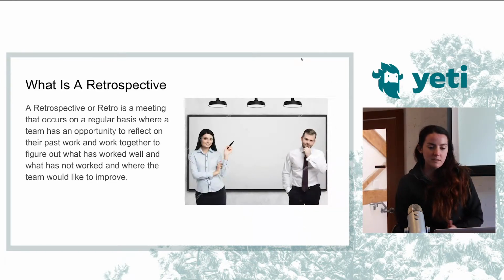So you've all probably at least been in a retrospective before. They're meetings, they should be occurring on a regular basis, where the team as a whole has an opportunity to reflect on your past work, the work that you've done together, figure out what's been working for the team, what hasn't been working for the team, and ideally choose things that the team would like to improve.